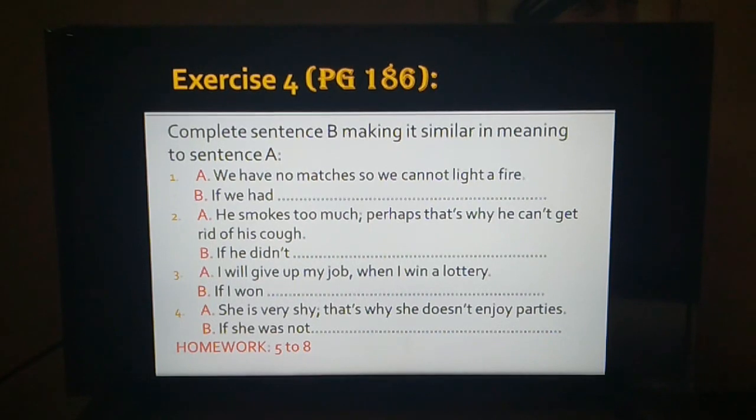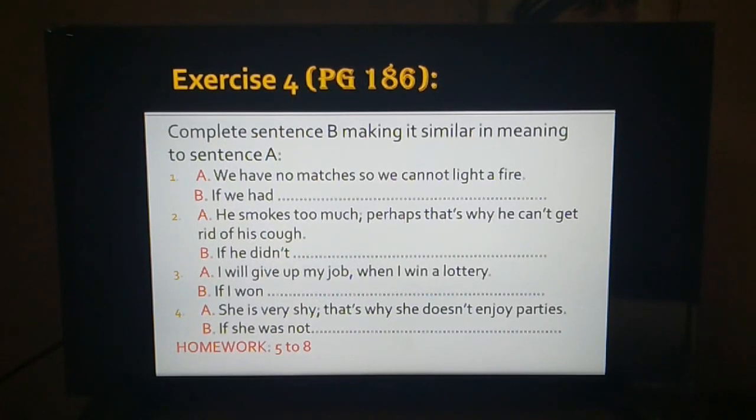Third one, I will give up my job when I win a lottery. What's the answer here? If I won a lottery, comma, I would give up my job. We know in the main clause we use would. I would give up my job.